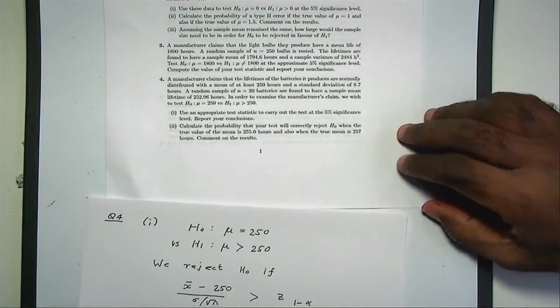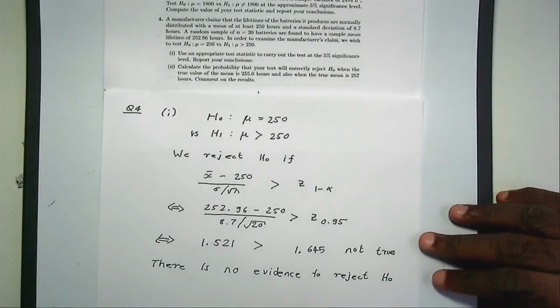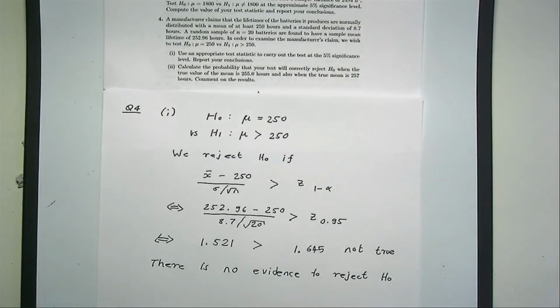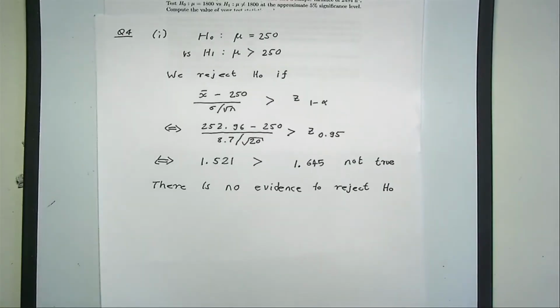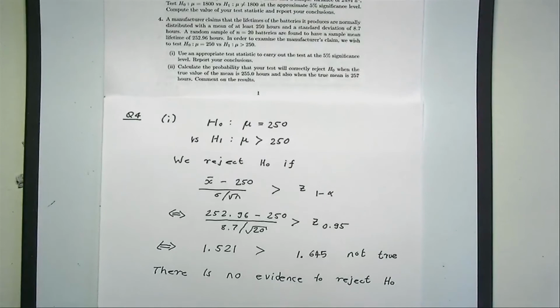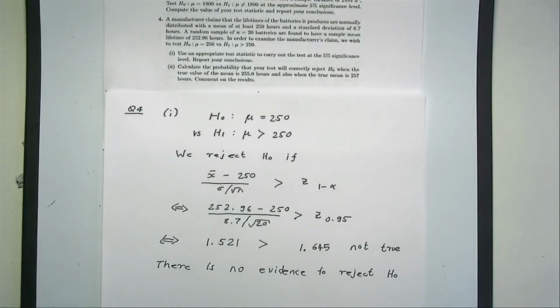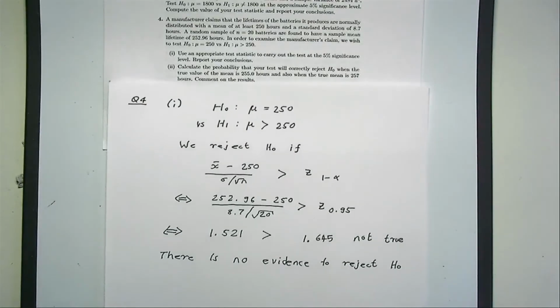Okay, part 2 of question 4. Calculate the probability that the test will correctly reject H0 when the true mean is 255 and also when the true mean is 257. Okay, let's see how we can do that. Let's first take the true mean to be 255.